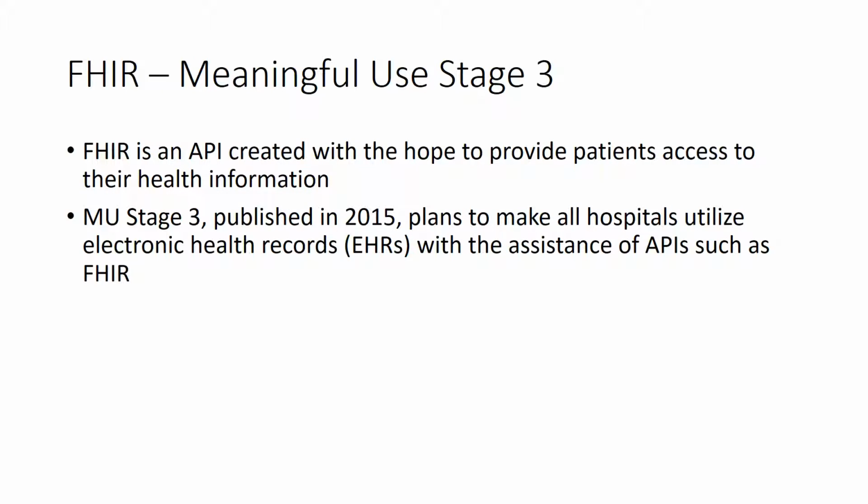And lastly, we'll talk about FHIR and Meaningful Use Stage 3. FHIR is an API created with the hope to provide patients access to their health information. Meaningful Use Stage 3 was published in 2015, and the main goal of Stage 3 is to make all hospitals utilize electronic health records, or EHRs, with the assistance of APIs such as FHIR. So as you can see, this would be important to complete Meaningful Use Stage 3. And this ends our presentation.